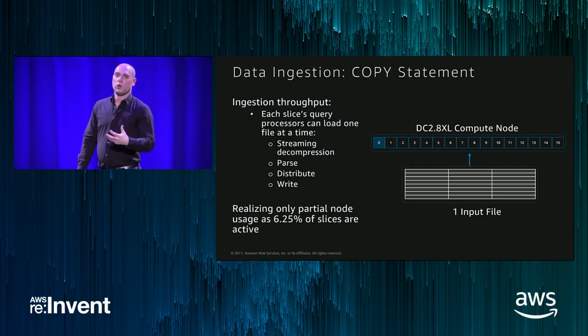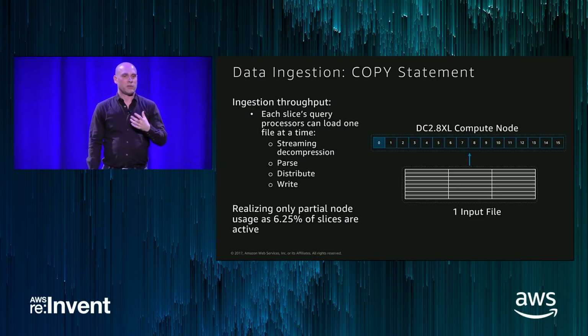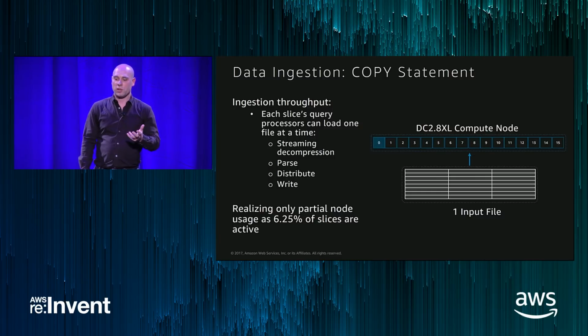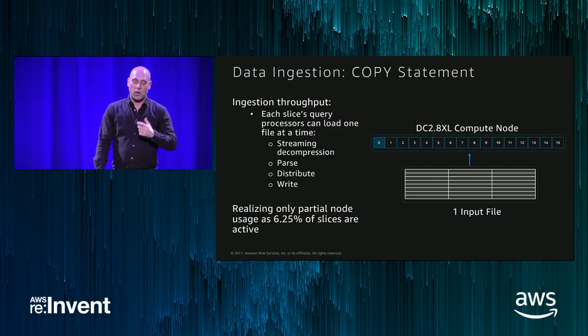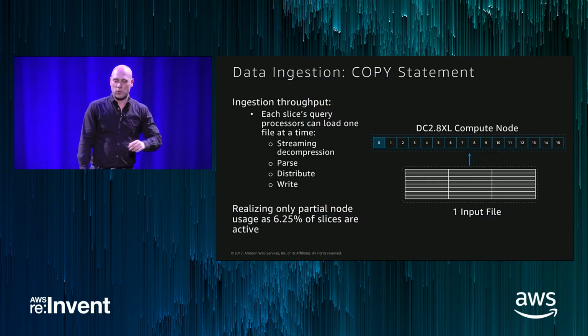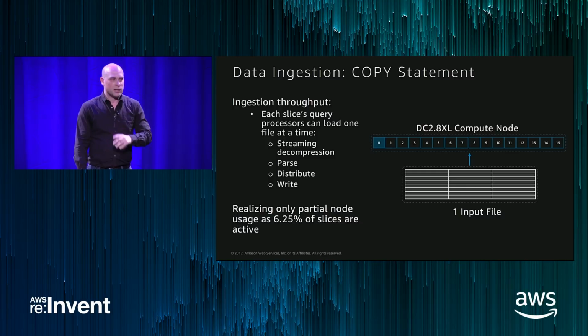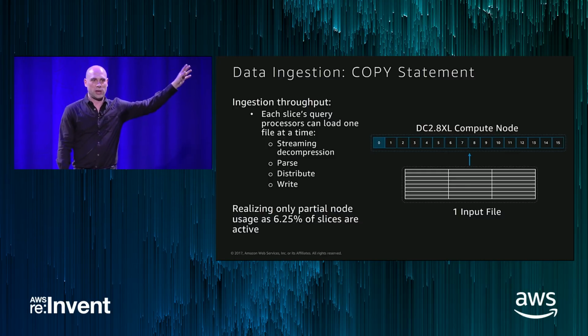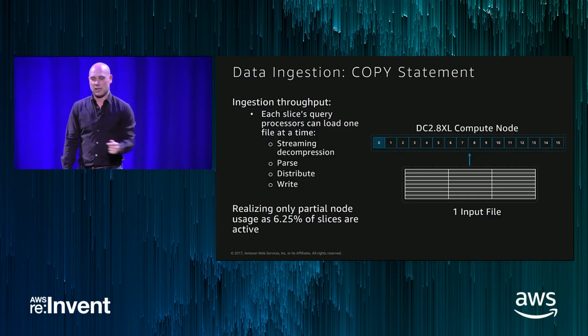So let's talk about how you actually get data into a Redshift cluster. The primary way of doing that is with the copy statement. The copy statement works primarily against S3. That's how most customers will load data. And in this example here, I have one of our dense compute 2 8XL clusters. It has 16 slices.